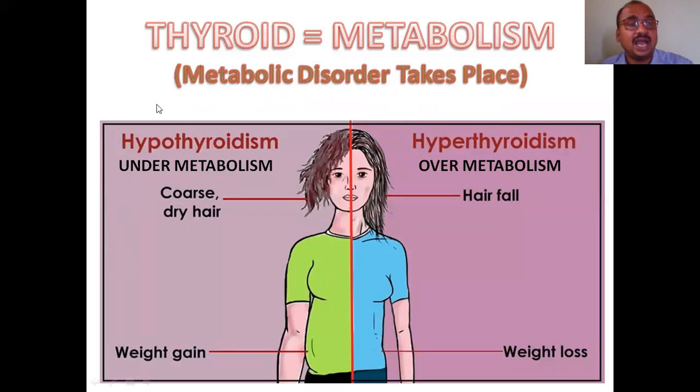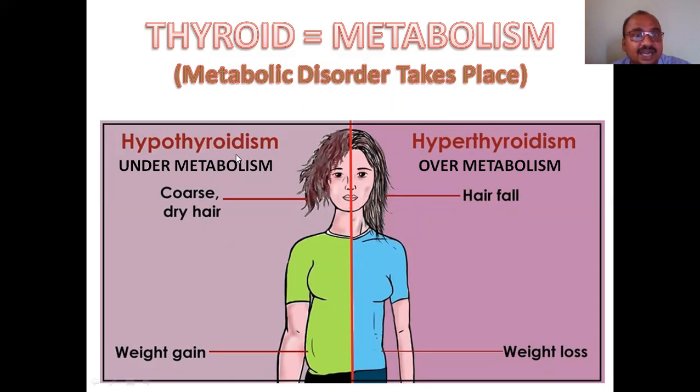Hyperthyroidism and hypothyroidism. Hyperthyroidism, the name itself indicates hyperactive. Your thyroid gland overacts. So what happens? There will be over-metabolism in your body, so you become thin. All your body fats and carbohydrates will be metabolized, so you become lean. See here, over-metabolism, hyperthyroidism. See the hand, very lean. Hair fall will be there.